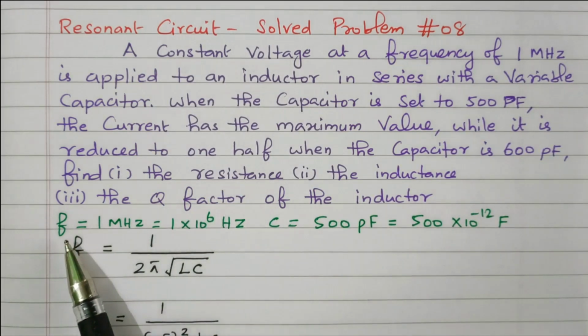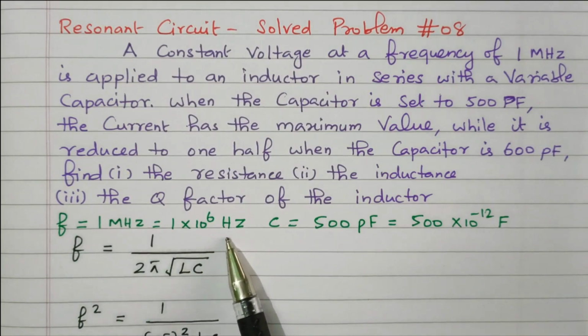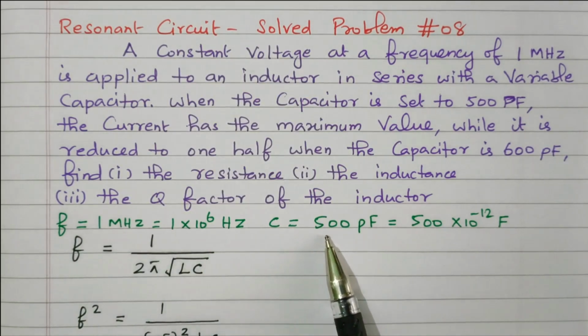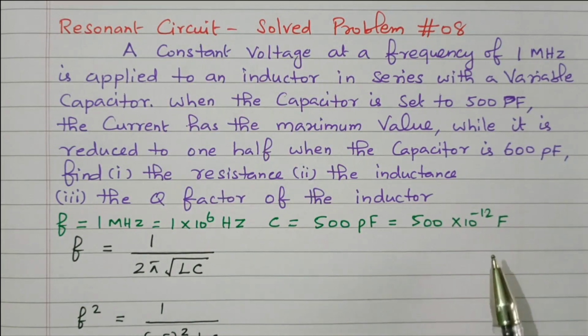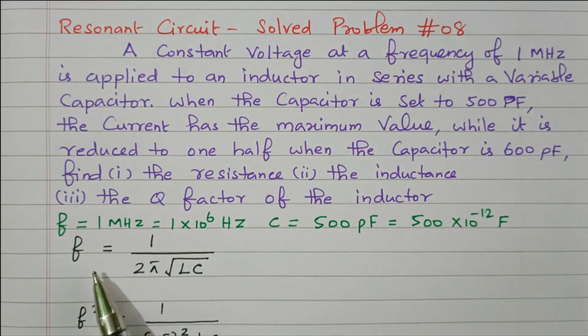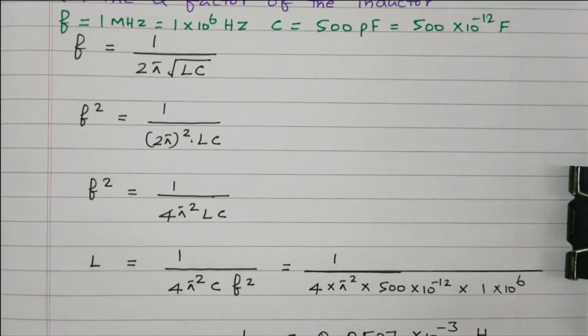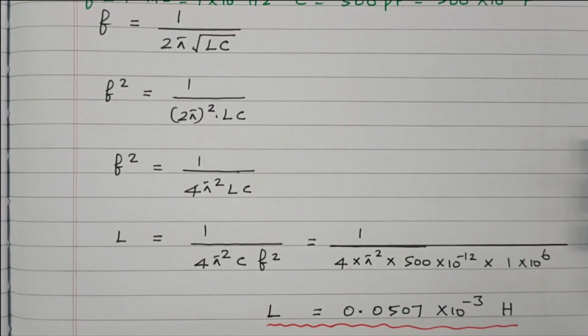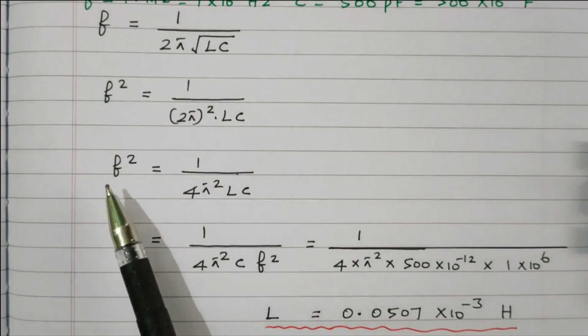So the given things are F equal to 1 megahertz, that is 1 into 10 to the power 6 hertz. C equal to 500 picofarad, that is 500 into 10 to the power minus 12 farad. So F equal to 1 divided by 2 pi root of LC. The C value is given, L value is not given, so we are able to find the L value from this frequency formula.